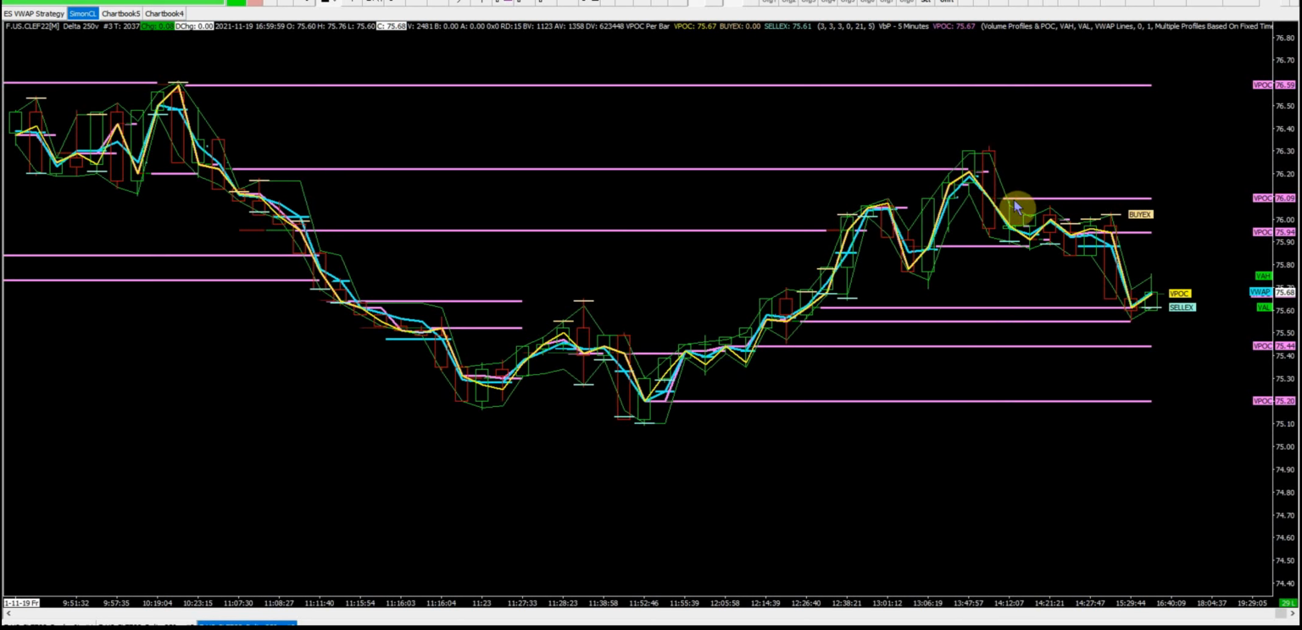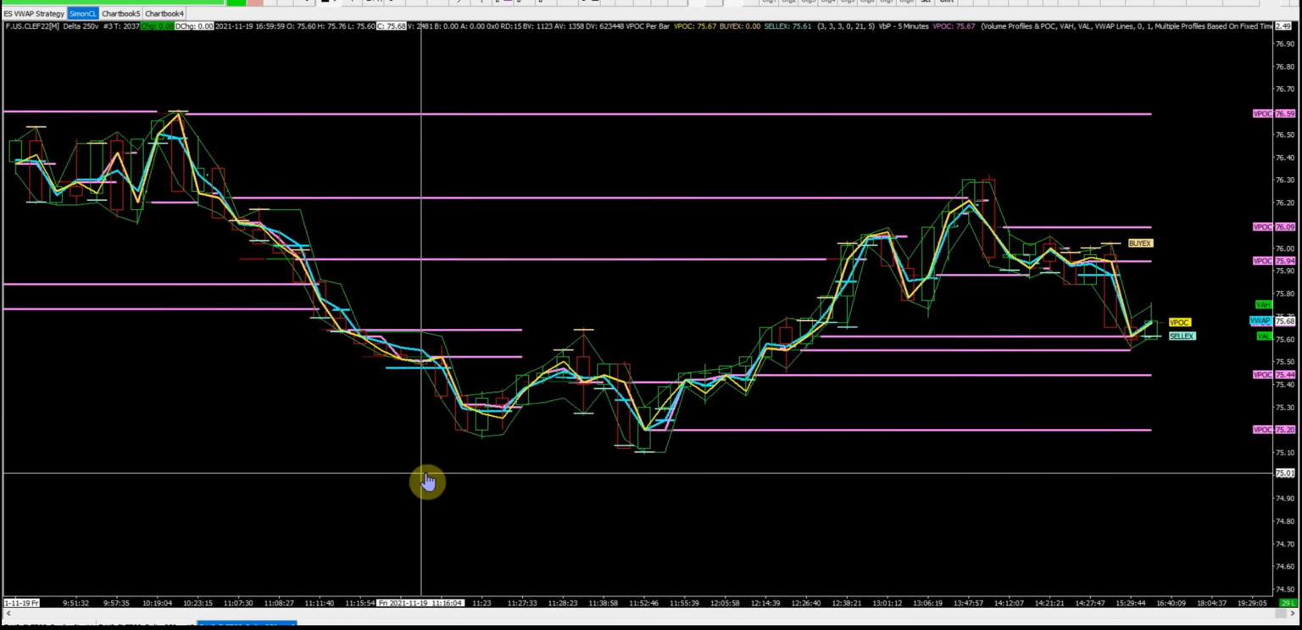It formed that VPOC right here. It came back up to it, but it couldn't touch it. What happened? Buyers. The buying exhaustion came in right there. Sellers came in, slammed it down right there. So once you start getting used to this stuff, you can see very, very clearly what's going on.